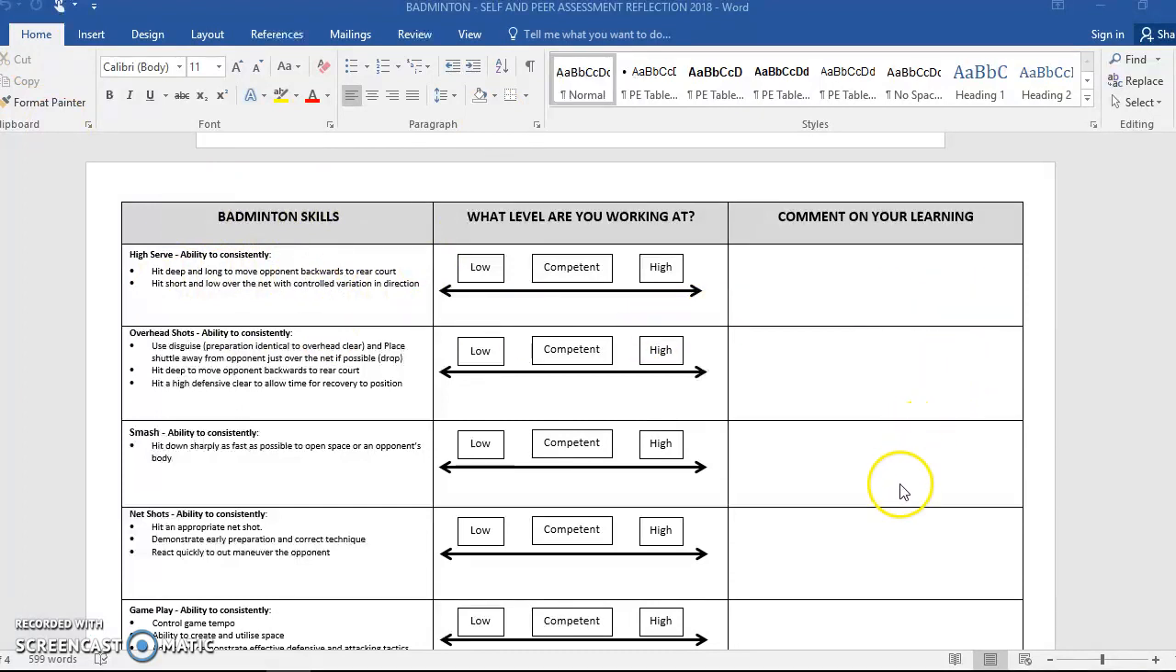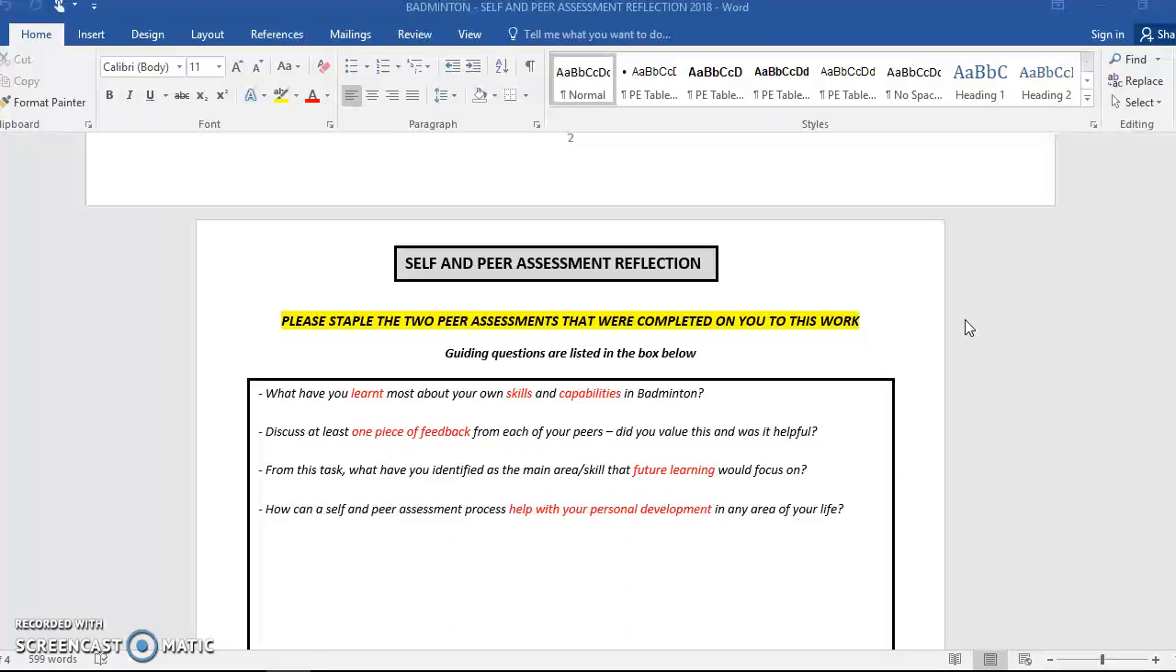You do that for each box. Again, I don't want 200 words crammed into this box. Just one quality point about a skill from this side. Once you've done that, and once you've received your 2 peer assessments that you should have got in the actual lesson, and I've written here, please staple them.